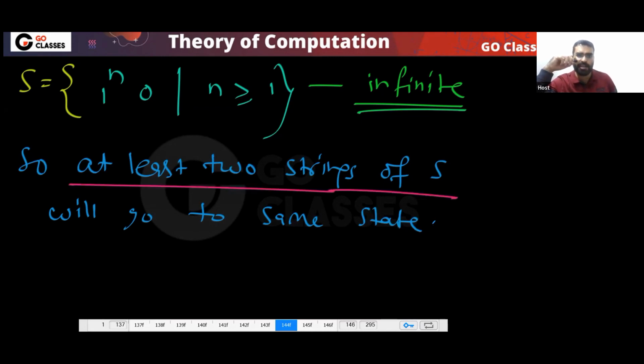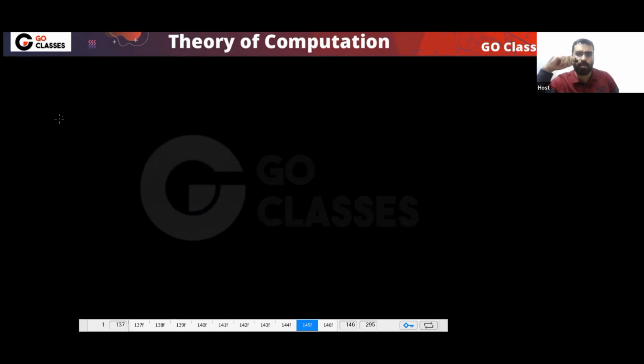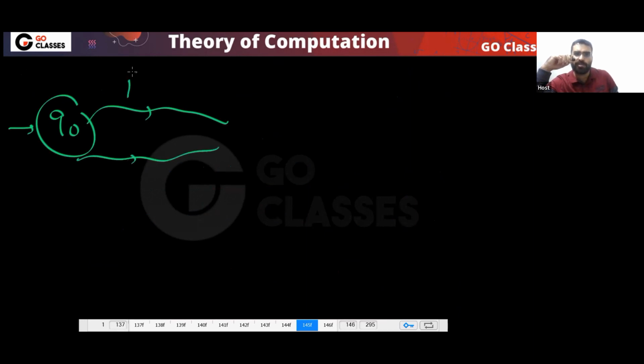Now let me take 2 strings. Assume these 2 strings: 1 power m 0 and 1 power n 0, where n is not equal to m. So these are 2 different strings, correct? I am assuming that these 2 strings go to the same state from the initial state. Is there any problem if they go to the same state?